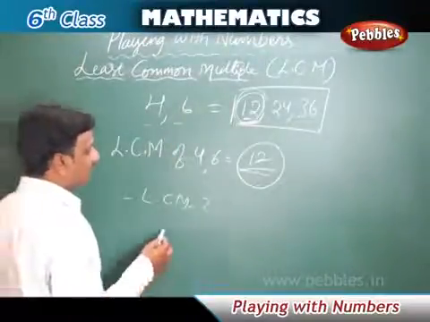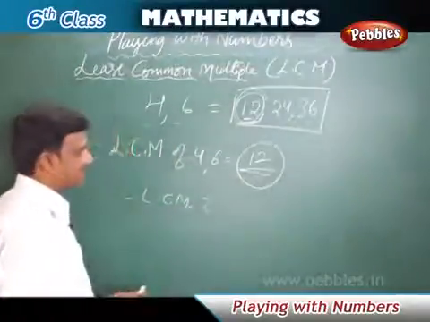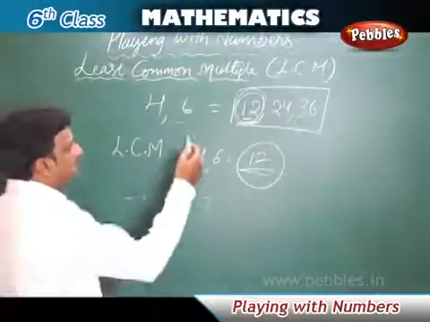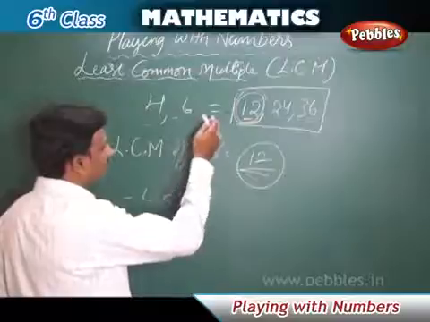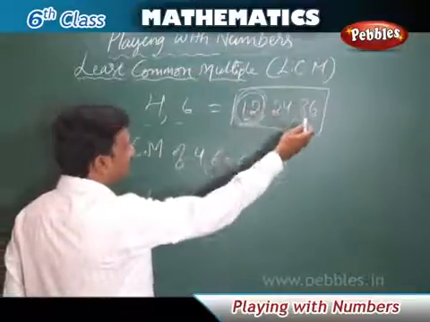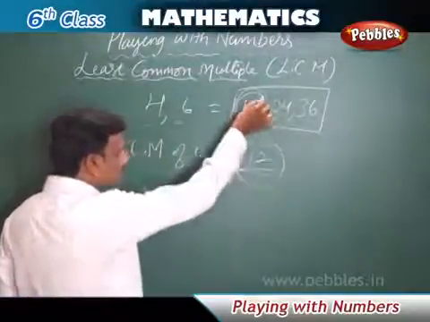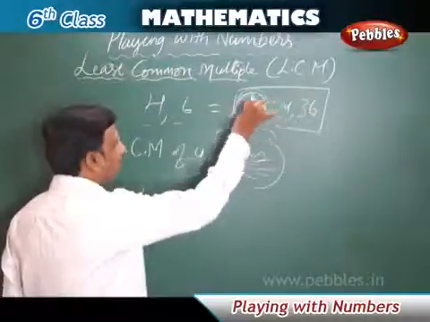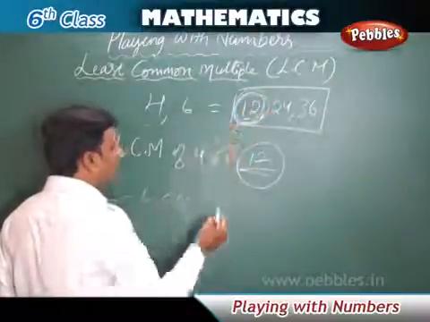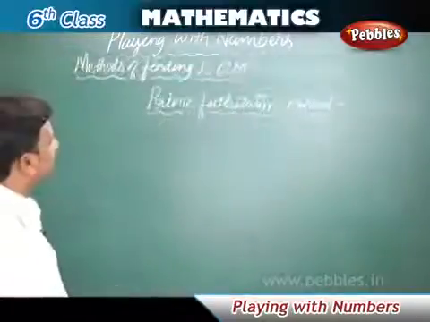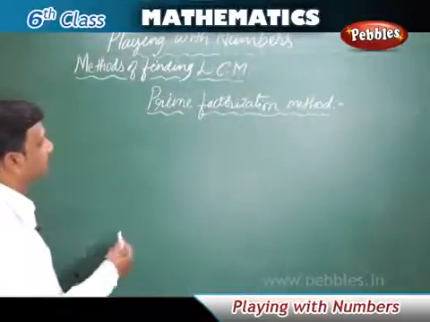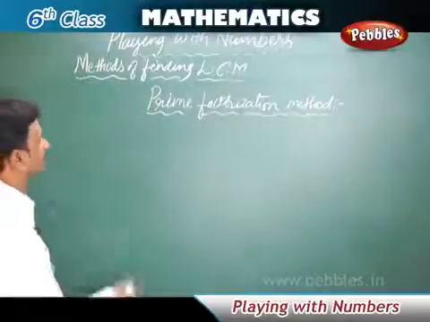From this example, we have learned what is LCM. LCM is the least common multiple of the given numbers. The given numbers have some multiples. Among the multiples, the least common multiple of the given numbers is called LCM. Let us find the LCM through the prime factorization method.